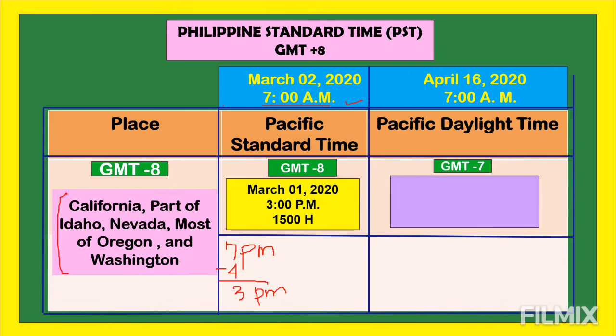Or 1500 hours. Okay, during Pacific Daylight Time, their time zone becomes -7. So Philippines is just 15 hours ahead than them. Then again, we are going to get the 12 hours difference with that. 7 a.m., that is 7 p.m. Then 15 hours, 15 minus 12 is equal to 3. Just subtract here by 3. 7 minus 3 is equal to 4. Just copy PM. Then we get the answer of March 2, 2020, 4 p.m. or 1600 hours.